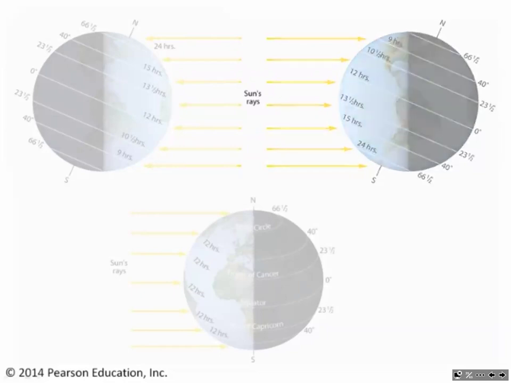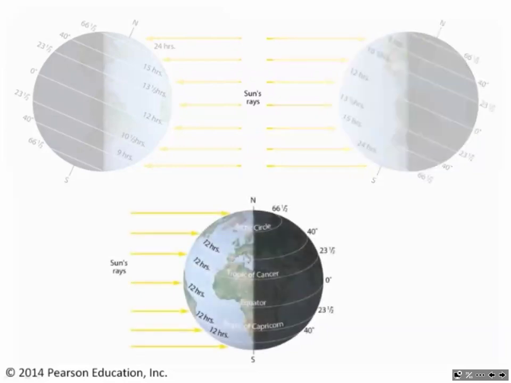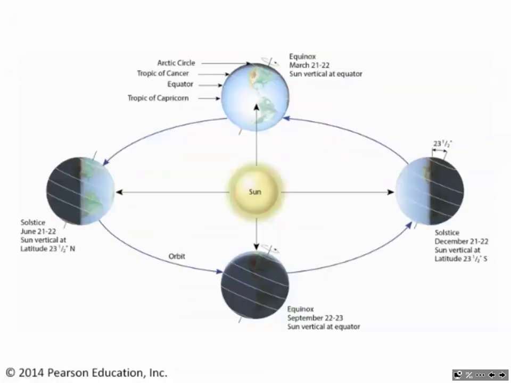The midpoint between these two extremes is considered the equinox. The word equinox means equal night, and that means that the day is equal in length to the night. During the equinox, the sun's rays come in from the side, parallel to the lines of latitude, and you can see that all over the face of the Earth, we're getting 12 hours of sunlight for that one day of the year.